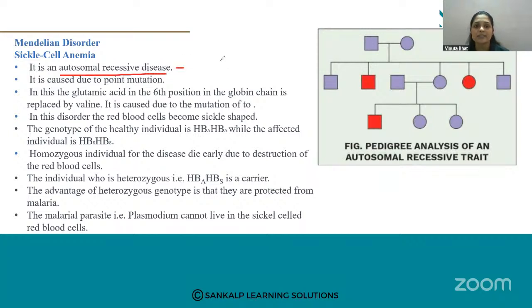Autosomal recessive disease means, autosome means which is other than the sex chromosome. 22 pairs of chromosomes plus XX or XY chromosomes will be there in human beings. These XX and XY chromosomes are called sex chromosomes. And other than these, the 22 pairs of chromosomes are called autosomes, right?